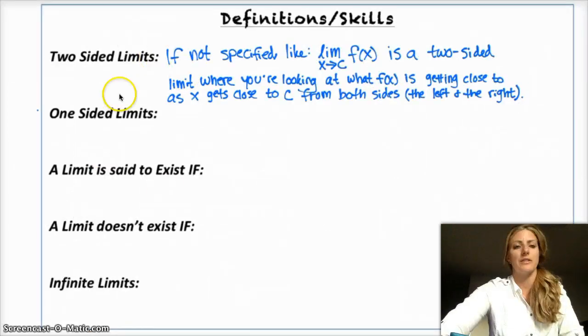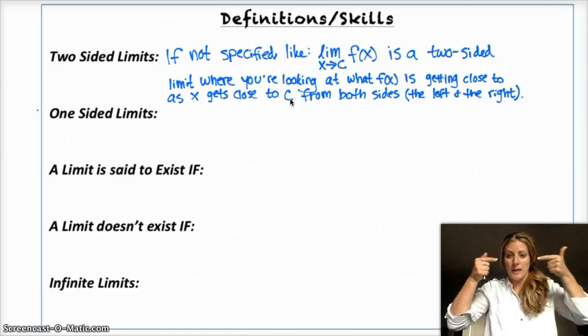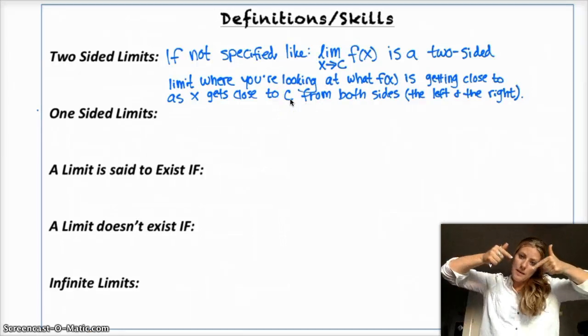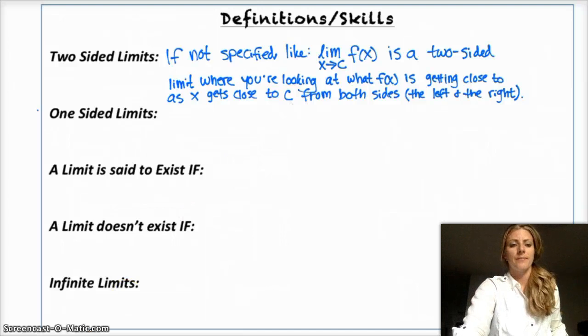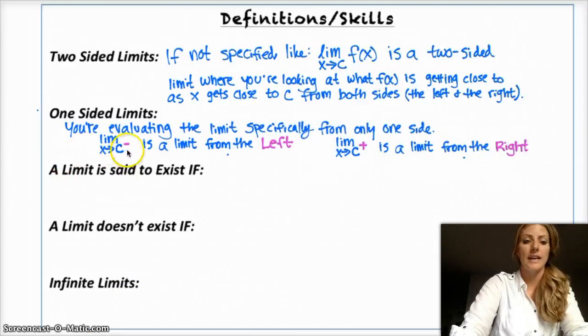Okay, so here's a general definition. If not specified, the limit as x goes to c of f of x is a two-sided limit, where you're looking at what f of x is getting close to as x gets close to c from both sides, from the left and the right. For one-sided, the limit as x approaches c with a minus as an exponent is the limit from the left, and c plus is the limit from the right.